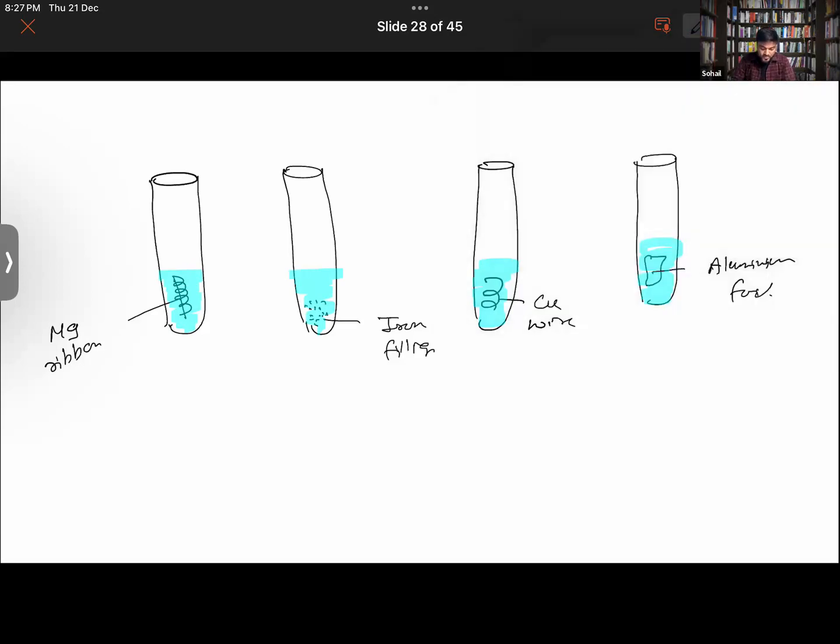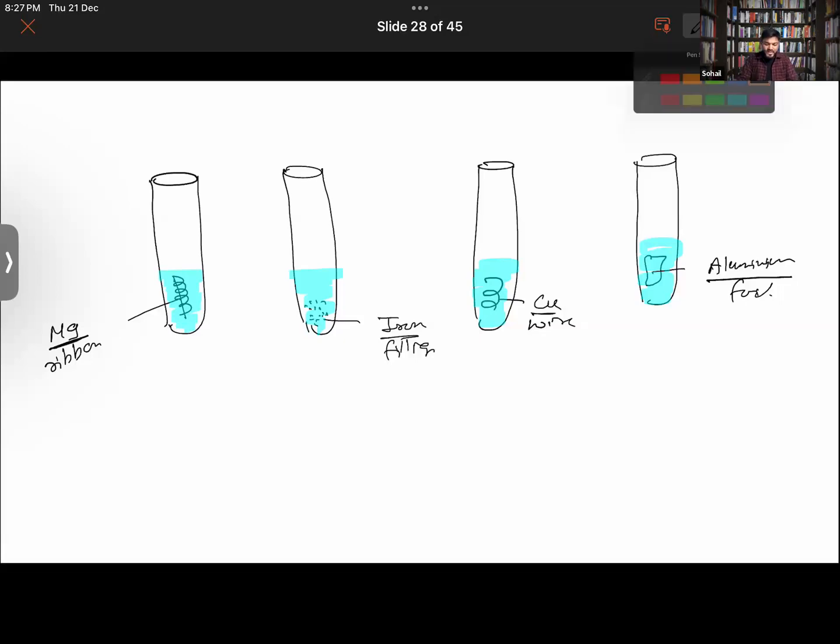Okay. Now do one thing. First of all, note the metals you have taken. You have taken magnesium, iron, copper, and aluminum. And all these metals are known to react with the dilute acids, right? But there is an exception here. Like copper, I told you, copper is an exception here. Copper does not produce hydrogen gas when it reacts with dilute acids. When I say dilute HCl, I have just taken an example here.